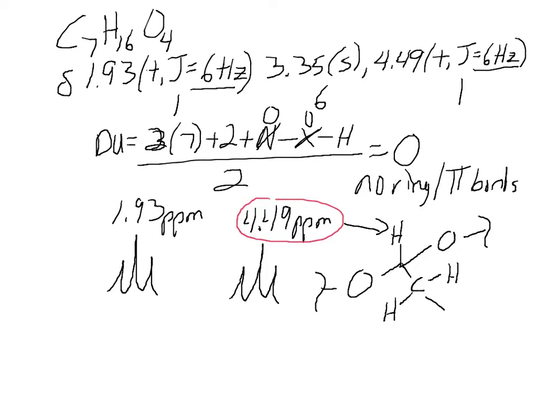So I don't know what's over here yet. But I know this hydrogen right here, that's probably at 4.49, has to have how many nearest neighbors? Has to have 2. Right? Has to have 2 to be split into a triplet.